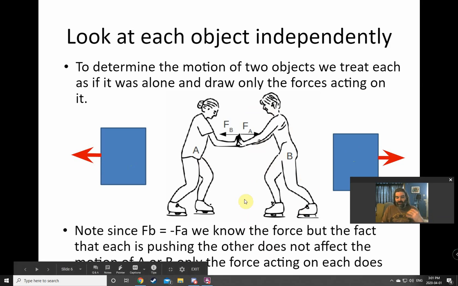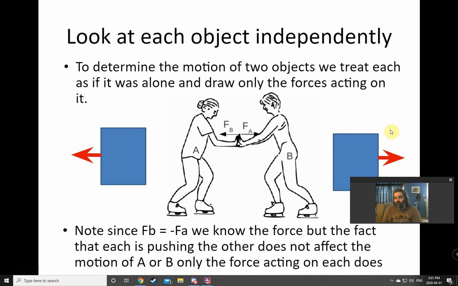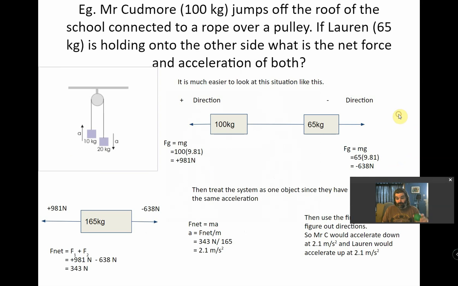It actually doesn't matter who does the pushing, because when we look at an object, you only look at the force acting on that object. That's the only thing that affects its motion. The fact that it's exerting a force on someone else has no effect on its motion at all, other than that Newton's third law force.